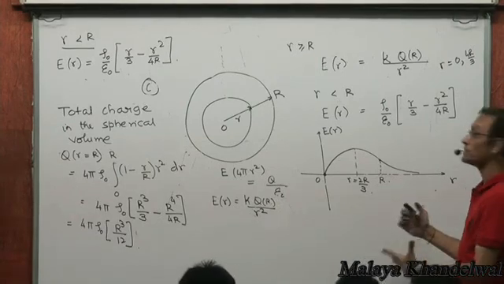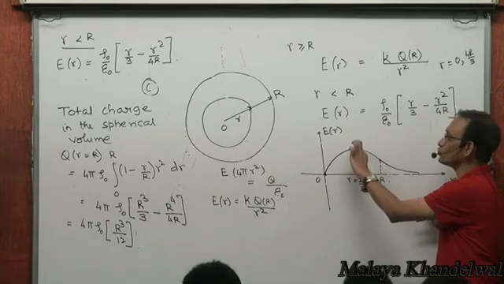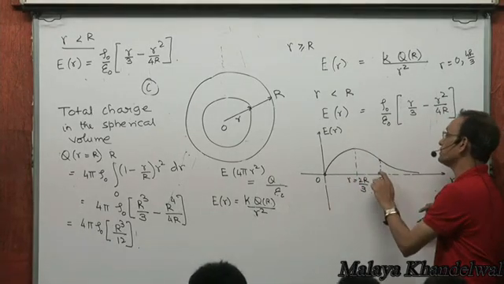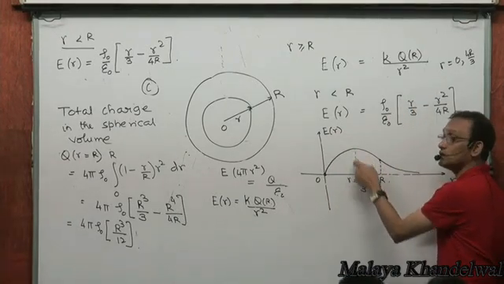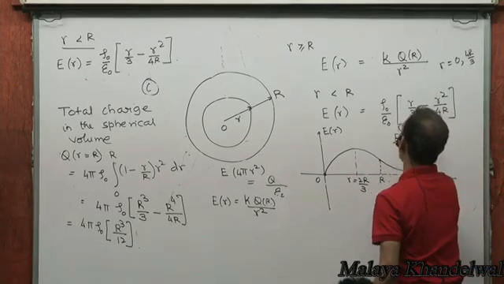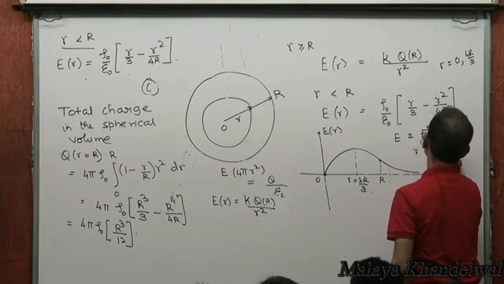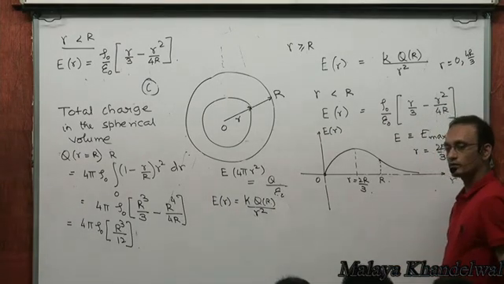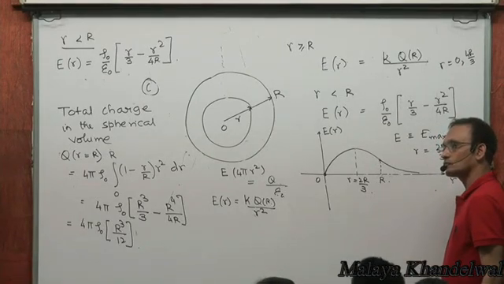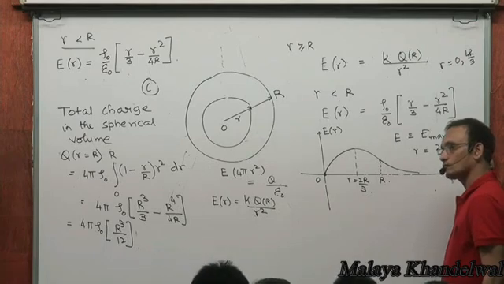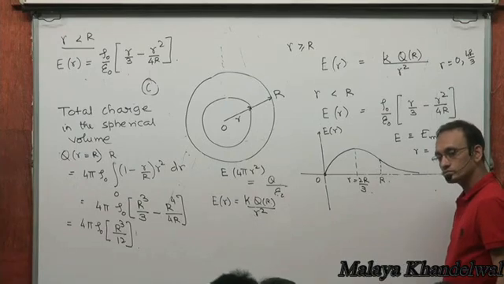So where is it a maximum? It's maximum at r equal to 2R by 3, which is halfway between the roots of this parabola. So E would be E max at r equal to 2R by 3. Yes or no?